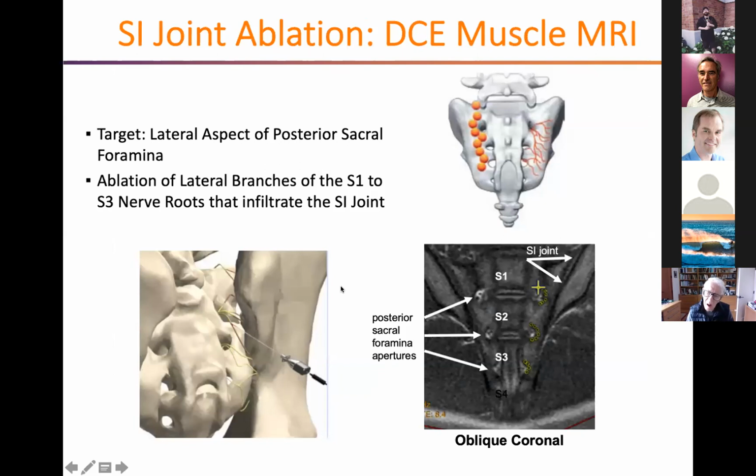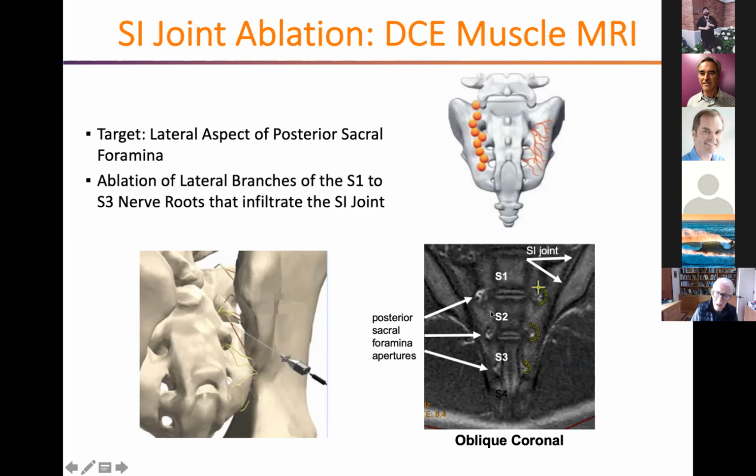So we also did, in addition to facet joints, we did also the sacroiliac joint in a similar swine model. And we targeted the lateral aspect of posterior sacral foramina and ablated the lateral branches of the S1 to S3 nerve roots that infiltrate the SI joint. So you can see here on this picture the nerve roots coming out of the foramina, and that's where we target our ablation around the foramina here to hit the nerves.